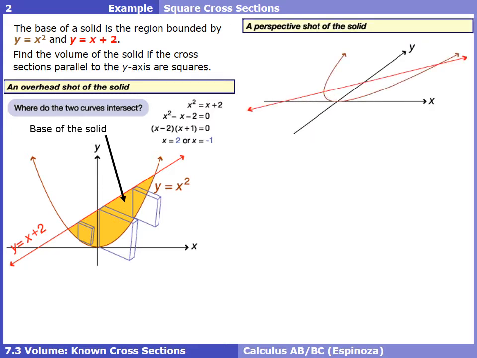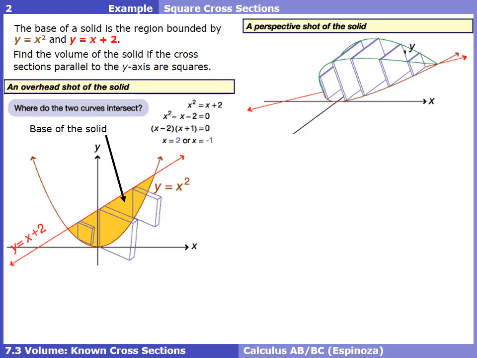If you need a kind of perspective shot to maybe appreciate what this might look like a little bit more, if you imagine these squares, again, the ones in the bigger part of the area will of course be bigger than the ones in the smaller part of the area. Ultimately, we're going to get some sort of shape that looks like this.